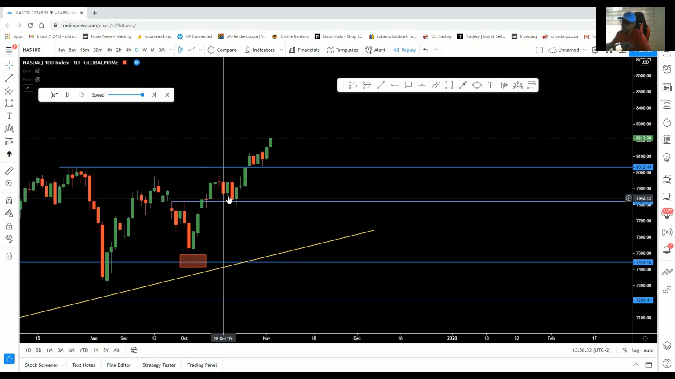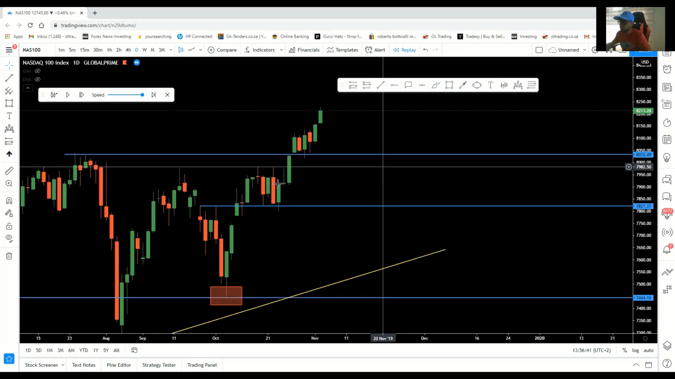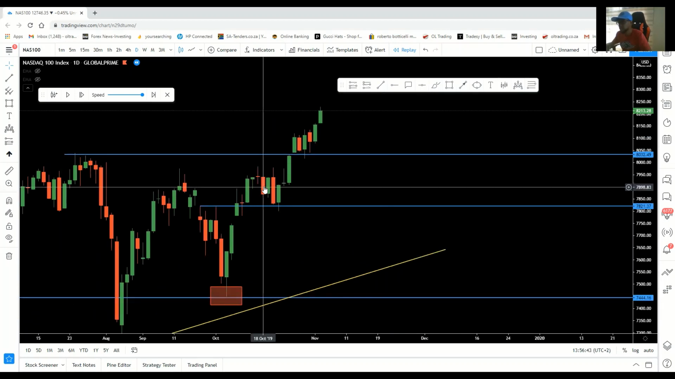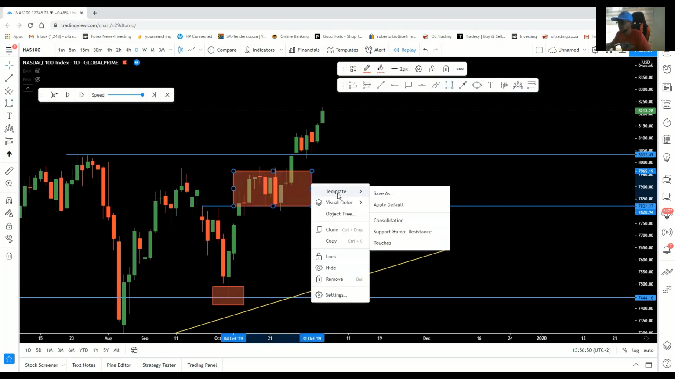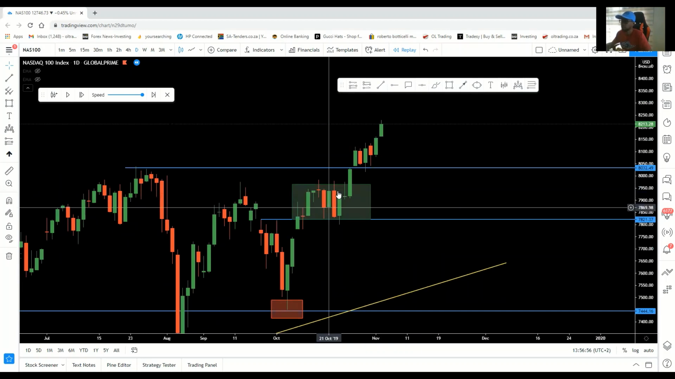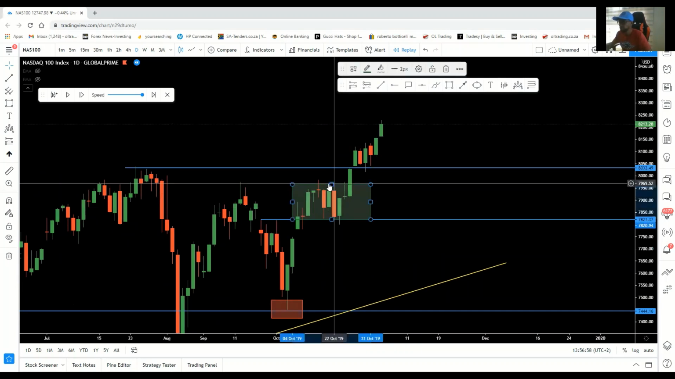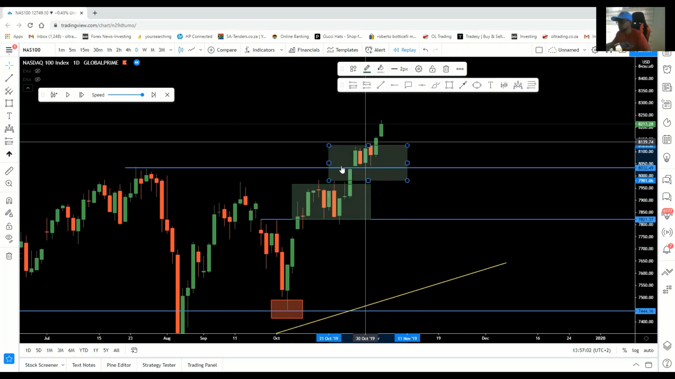So now it treated it as a new support. You can see that whenever it broke this, it retested and pushed, then corrected, retested, and pushed back up. So what you need to do is see this level, it is a correction. And then you are having another correction here.